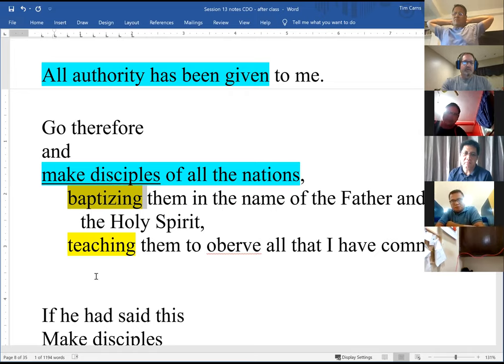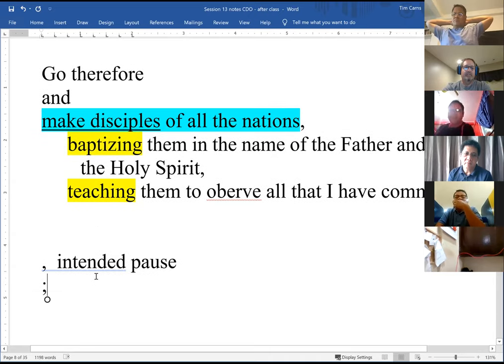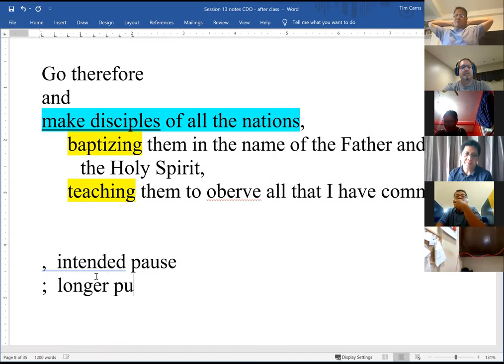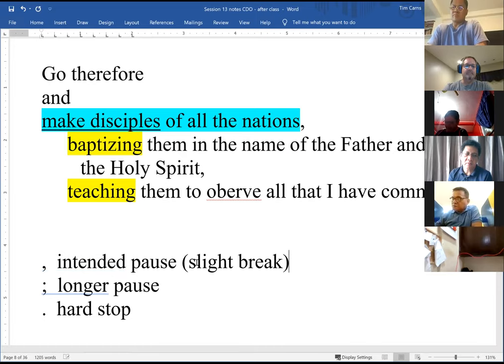Okay. And, you know, here's a freebie, it's a bonus. When you're thinking about punctuation, a comma is an intended pause. A semicolon is a longer pause. A period is a hard stop. All right? So if you see a comma, that's like a short pause. A semicolon is a longer pause. It's not quite a period, but it's not a comma either. It's a stronger break. I call it a slight break, stronger break, and then the period is a hard stop.